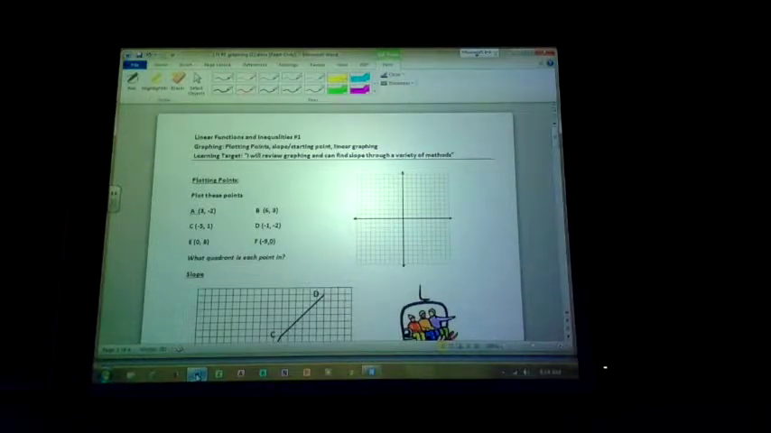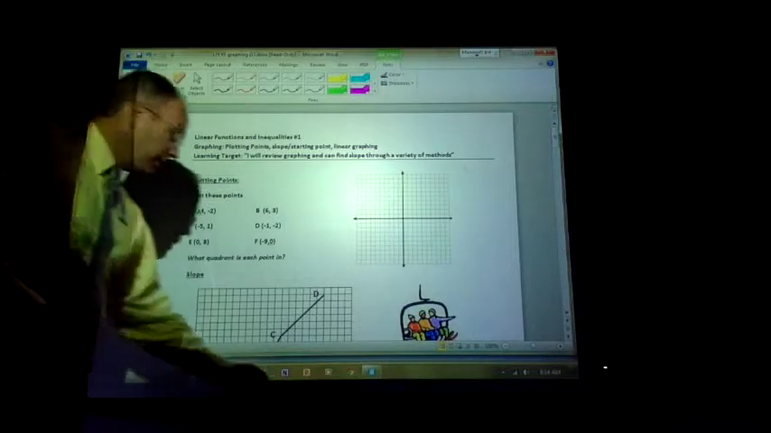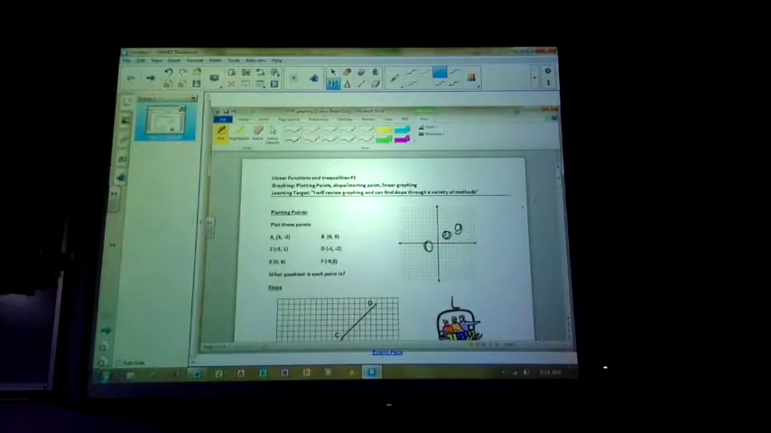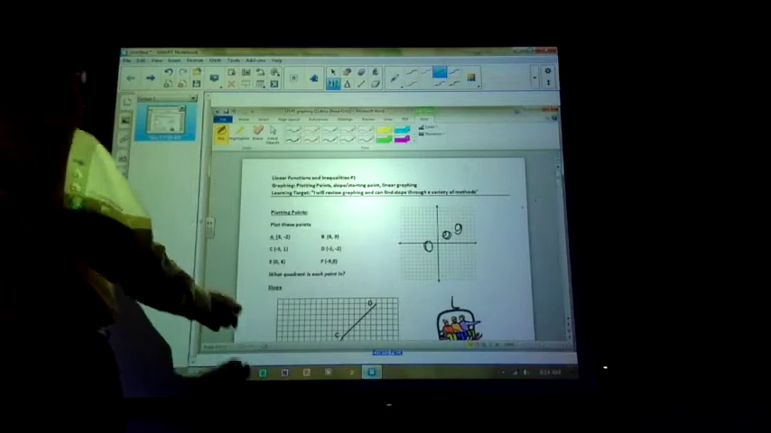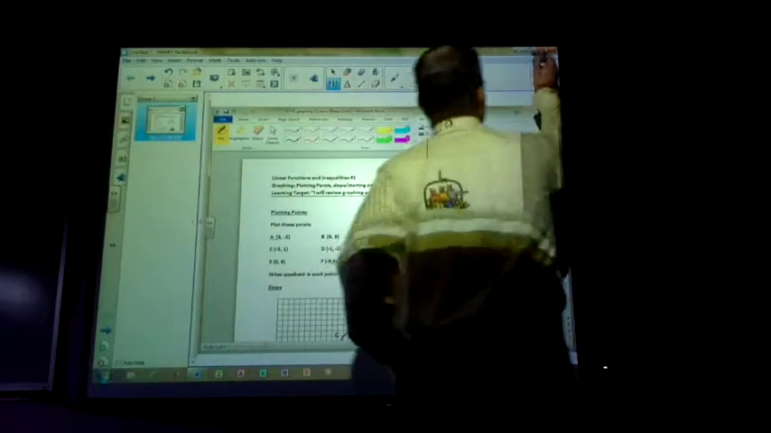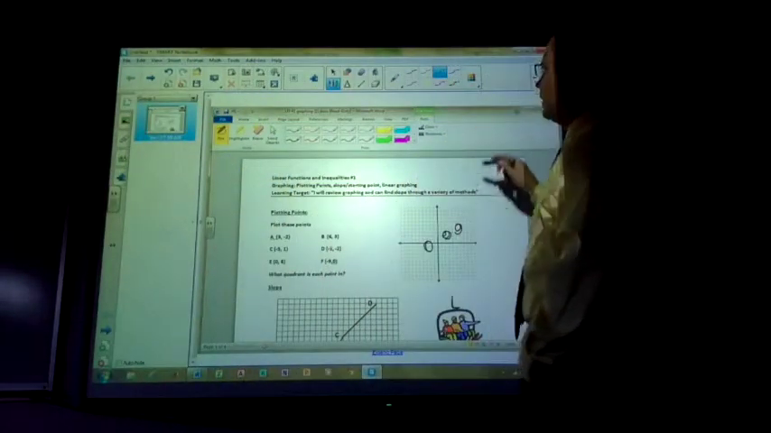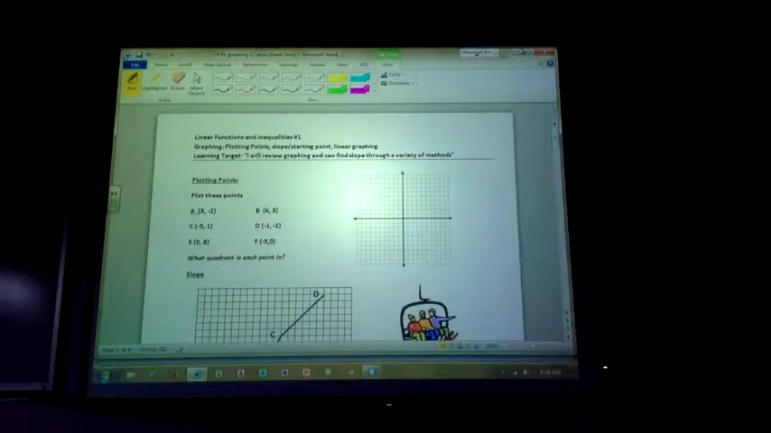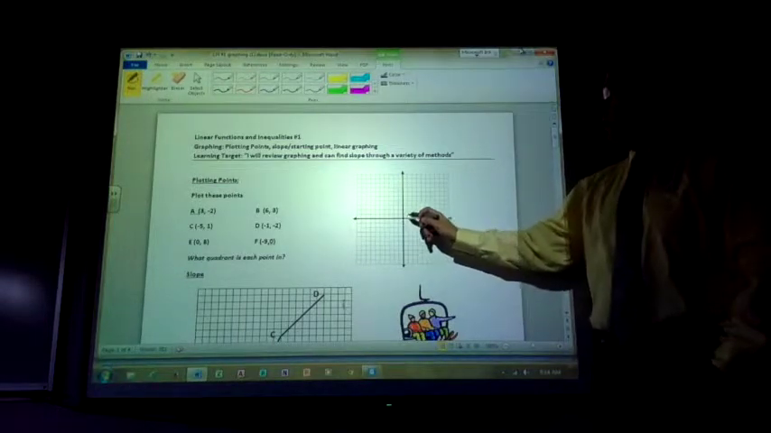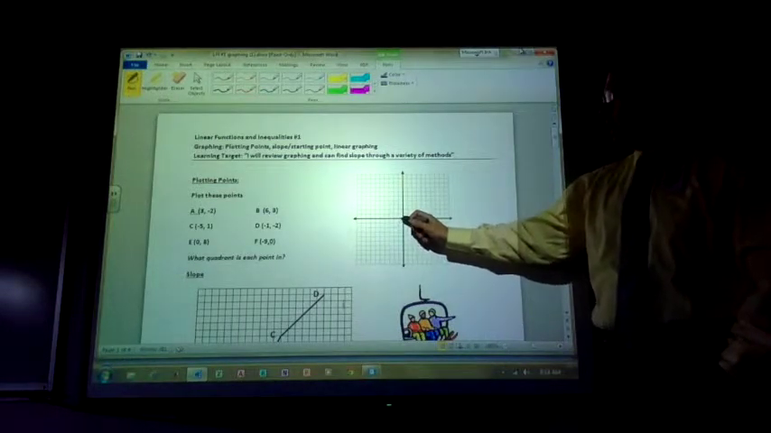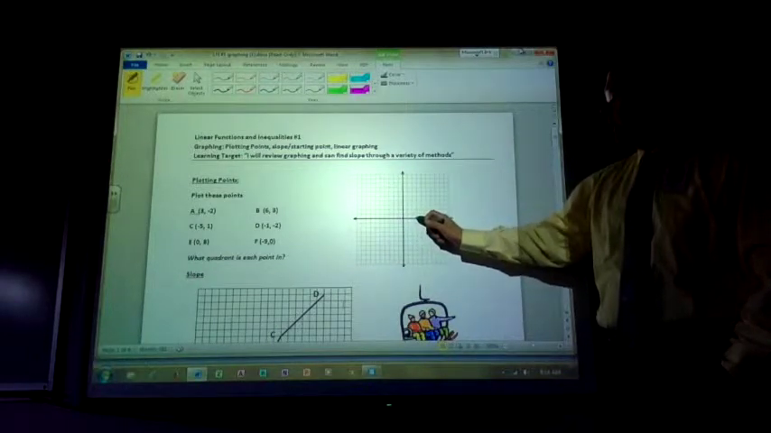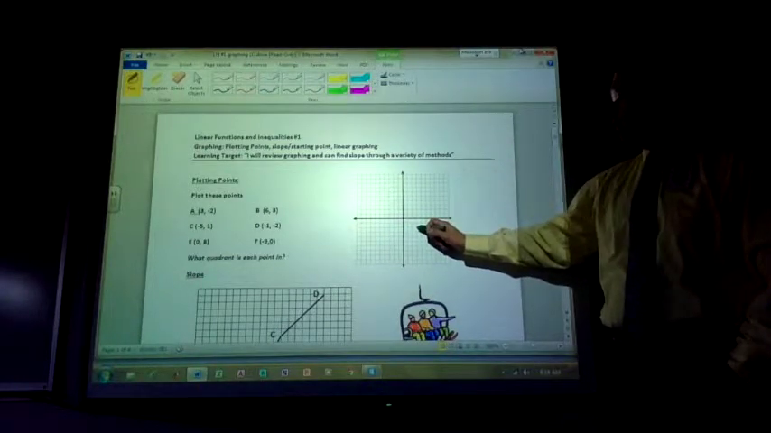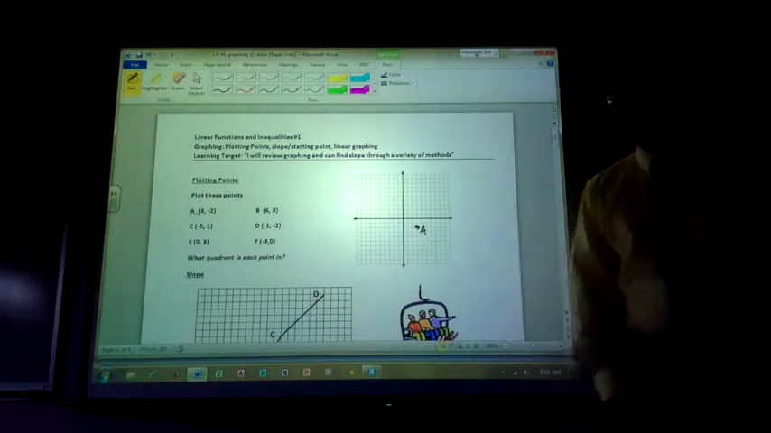Okay? So if you wanted to start plotting points, let's try 3 comma negative 2. Well, you have to realize, and if you can't see this appropriately, there's a grid on here. So for 3, I'd go to the right 3, and then I would go down 2, and we're going to label that point A.